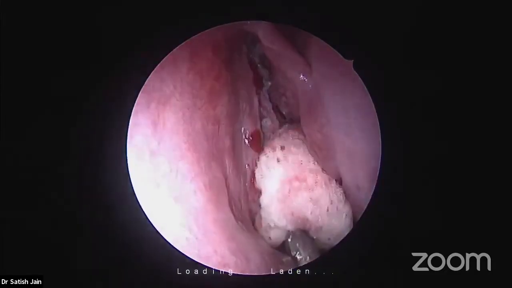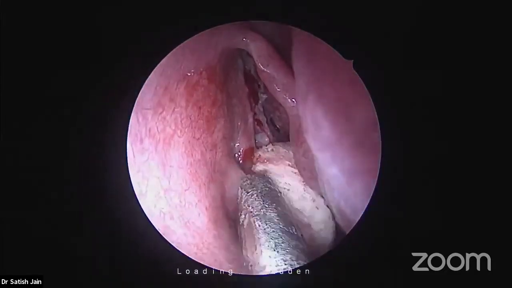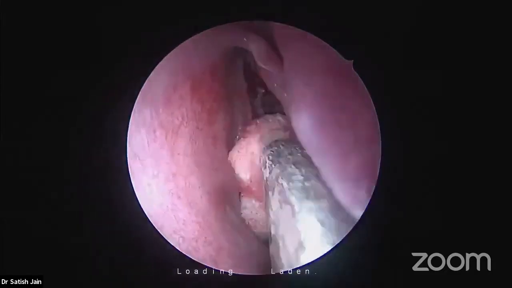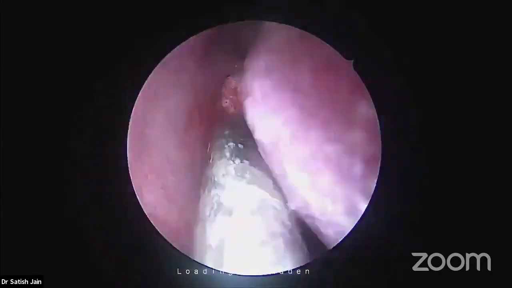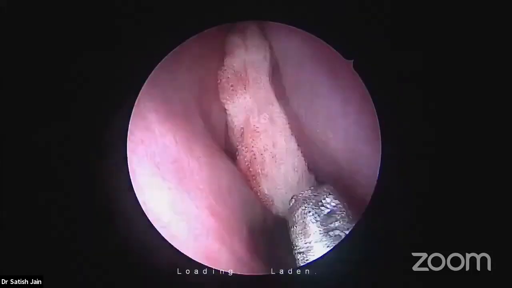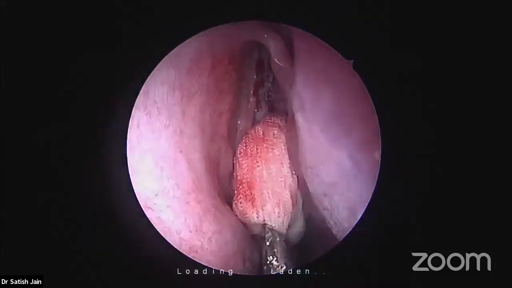Sir, you said you have demonstrated so many times, but I think these steps are probably the foundation stone. In spite of telling so many times, still proper uncinectomy and everything is very, very important.